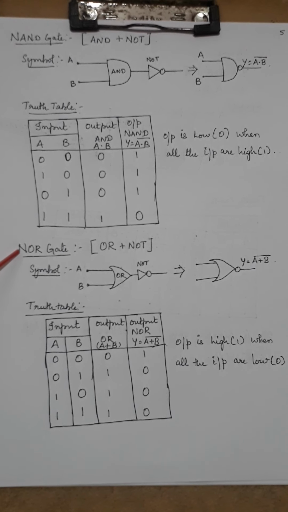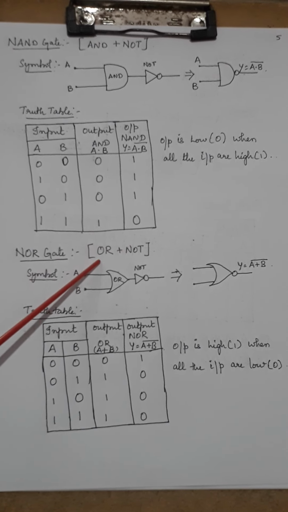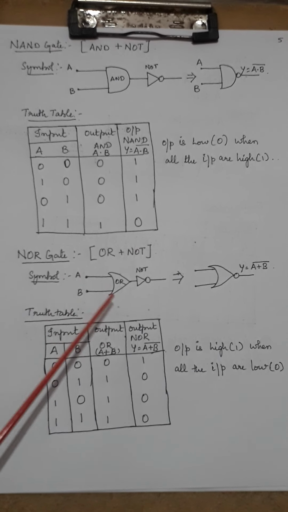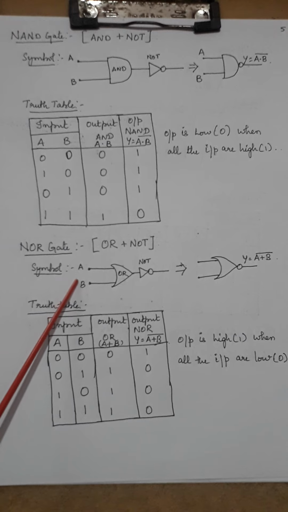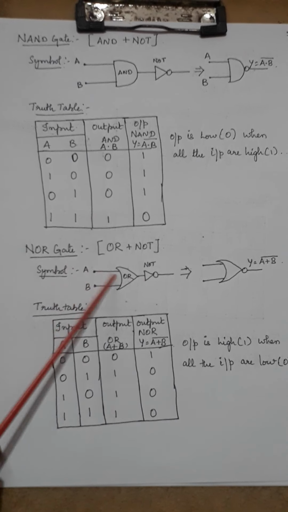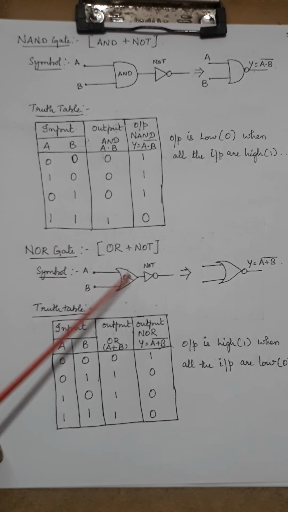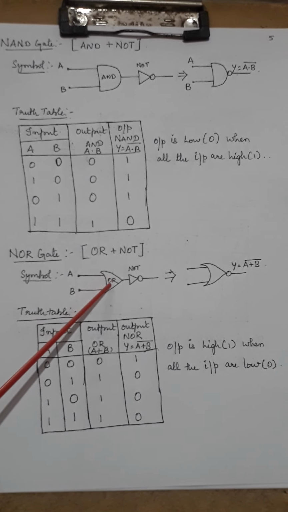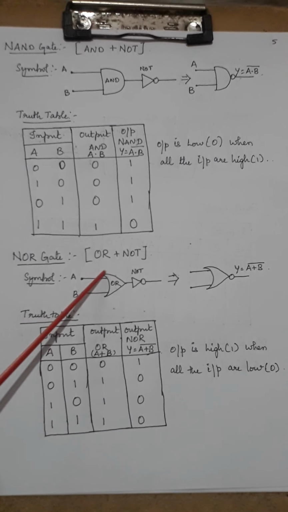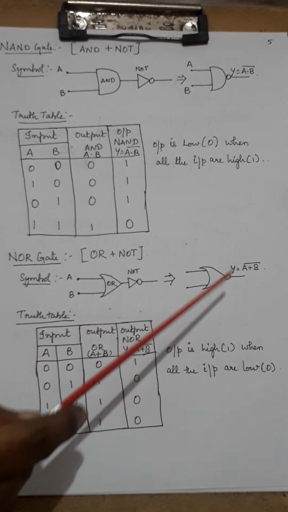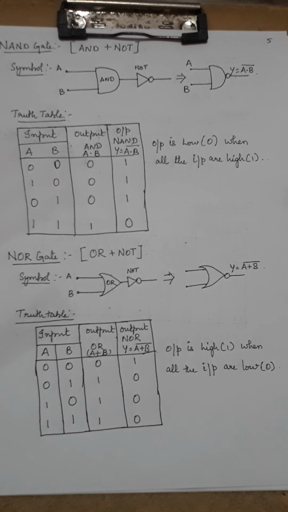So the NOR gate is an OR gate plus a NOT gate. Here also it is going to have two inputs and one output. So two inputs are given to OR. What did I say to remember OR? O, one part of O and the other part of R joined together. Then you have a NOT gate. So this is what the symbol of it is. Now moving on to the truth table.